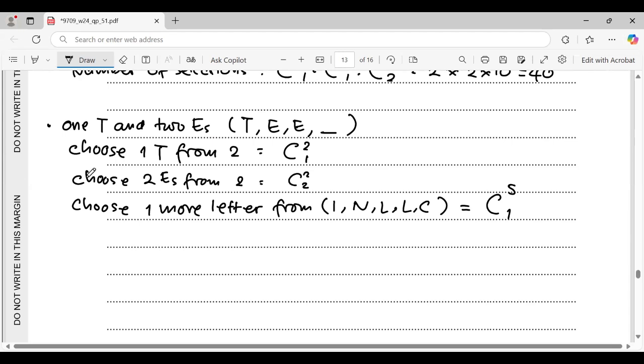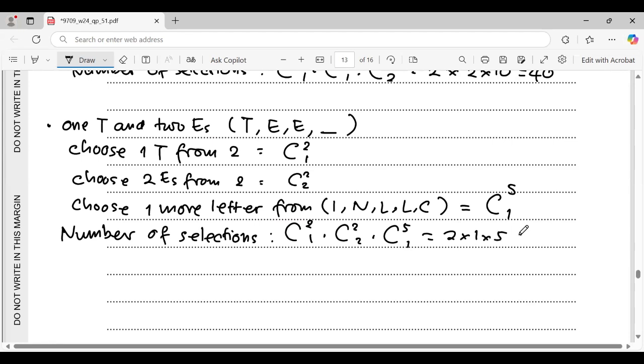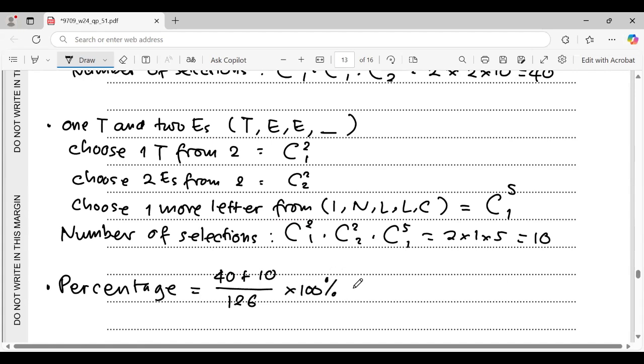So the number of selections of this part is combination 2,1 times combination 2,2 times combination 5,1. The result is 2 times 1 times 5, and it is 10. So we can determine the percentage based on the question. The percentage is 40 plus 10 over 126, times 100%. And the result is 39.7%.